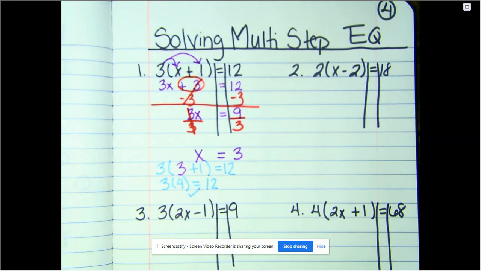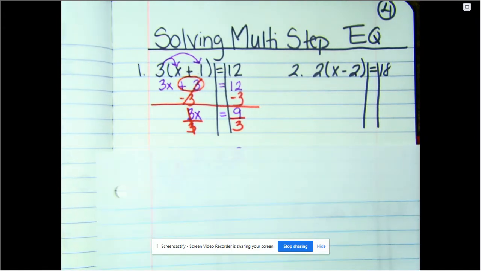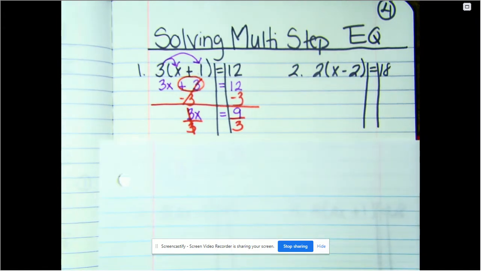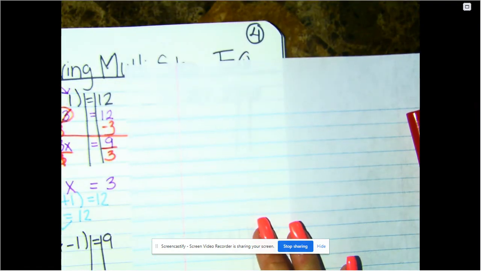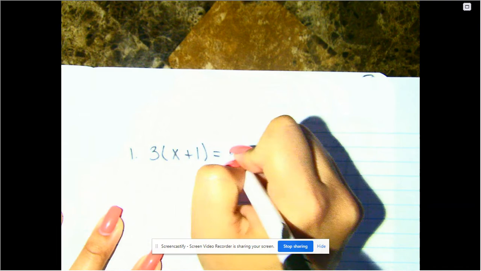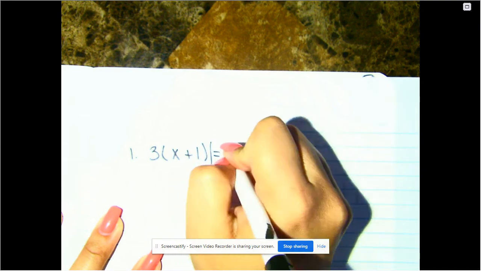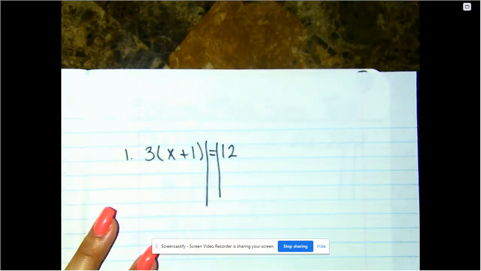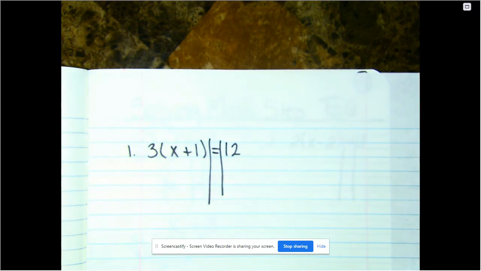Okay, now bear with me. I'm going to show you a new method whenever you see a distributive property problem. Okay, so number 1 is written just like it is. So again, I'm not going to go into number 2 just yet. I'm going to redo number 1 with the new method. I don't want it to confuse you. Okay, so number 1 was 3 times x plus 1 is equal to 12. Again, you get to choose the method that best fits you and that you understand better.